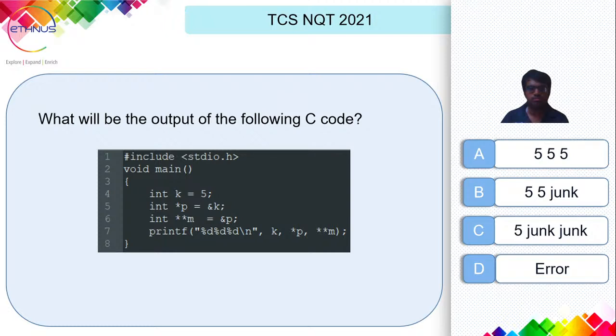And now we are printing k. k is 5. And here star p. Star p is nothing but this 5. And star star m, star m is this, right? That is the address of p. And again, one more star is this one, 555. So the answer is A, 555.